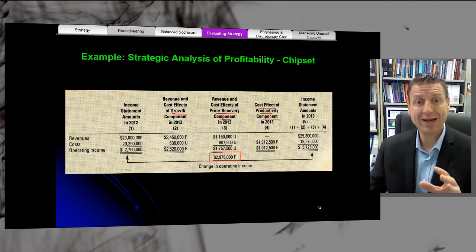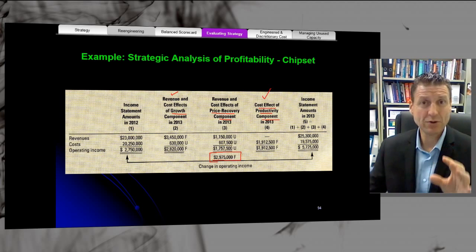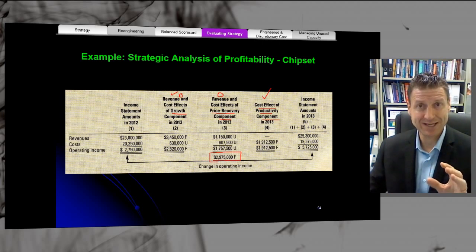Now remember, if you're a cost leader, then you're really focused on the growth component and the productivity component. But if you're a differentiator, you want to focus on the growth component and the price recovery component. You're growing the margins. Now we know that Chipset is following a kind of cost leader strategy. We've got those hints from an initial analysis of Chipset's strategy. So let's have a look at how Chipset fares. Chipset is really focusing on the growth component and the productivity component.